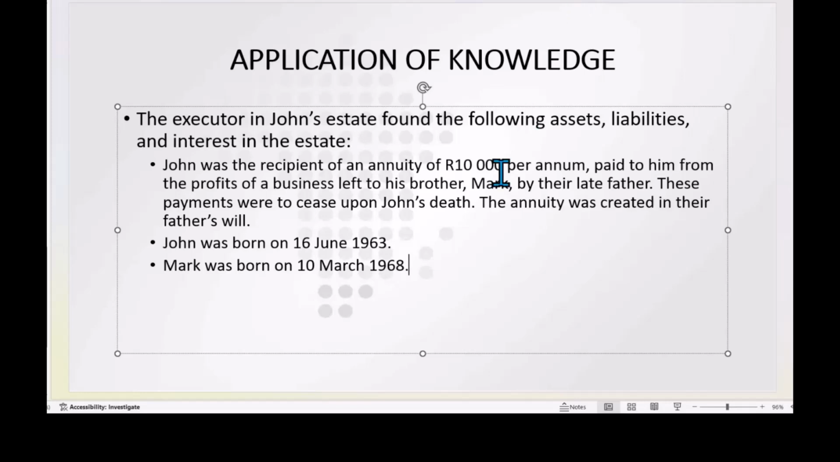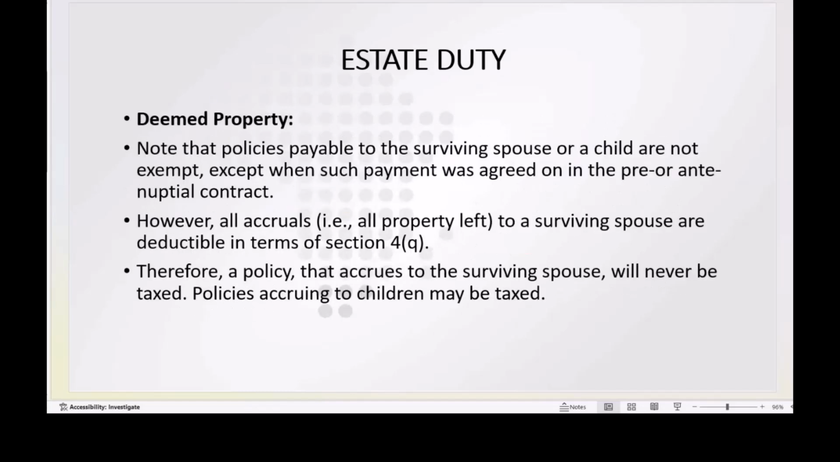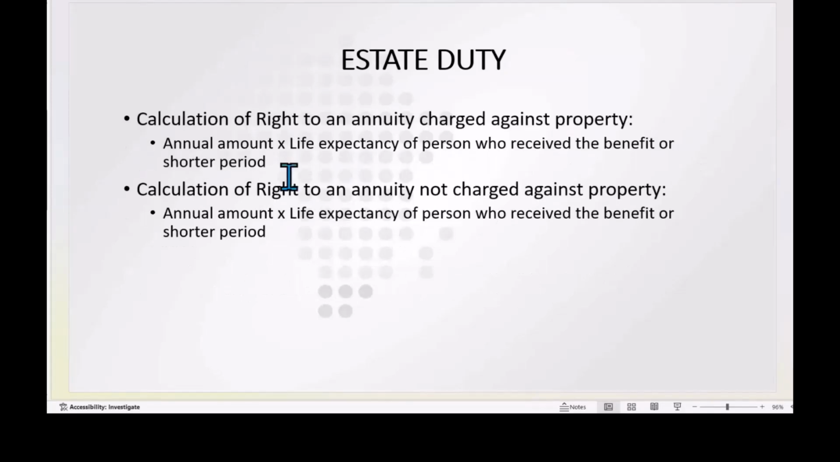Yes. Can you go back to the previous slide when you say annuity when it has and it doesn't have? Okay, let's go back. So when we are determining the value of an annuity, let's see, here we go. So if the right of an annuity is charged against a property, we would use the annual amount times the life expectancy of the person who received the benefit. The calculation is the same. There's no difference. It's the same calculation. Okay. Yeah. So they want you to know that in both instances, you would still have to calculate the right to that annuity.